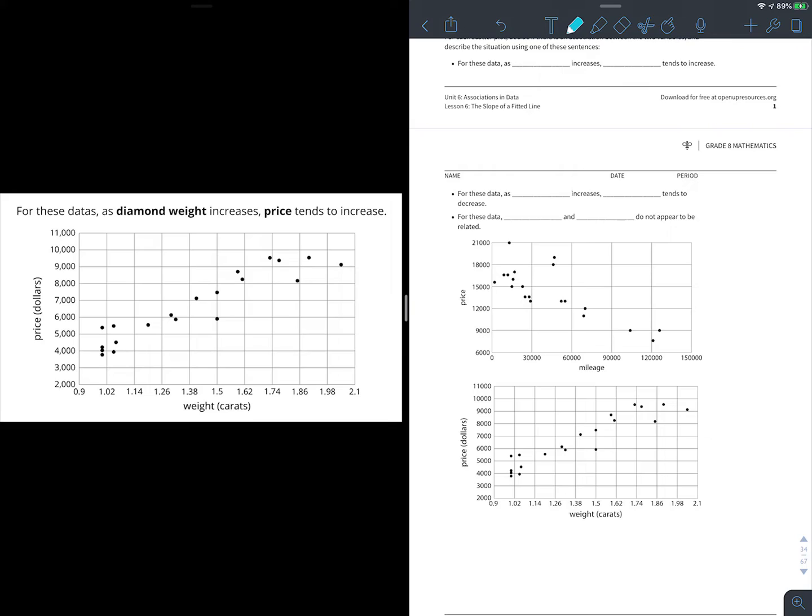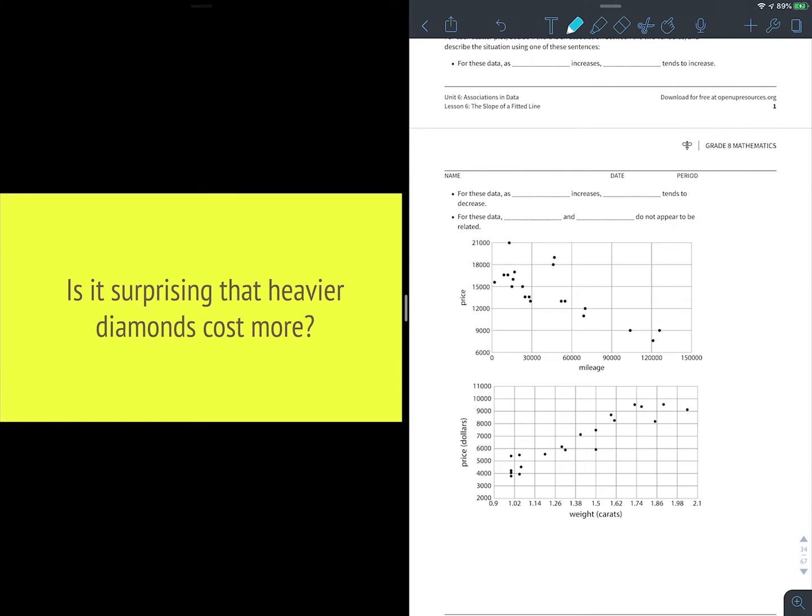The next one, we would say that for these data, as diamond weight increases, price tends to increase. So again, reflect on, is it surprising that heavier diamonds cost more?